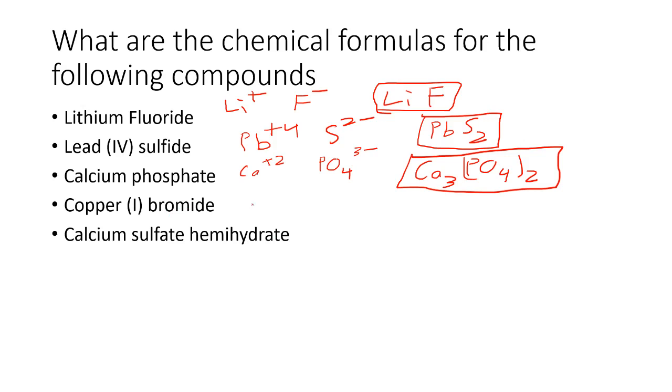Next, we have copper 1 bromide. This will be Cu +1, and then Br is -1. So when we pair those together, we just have to put CuBr. Since the plus and minus are already balanced, we don't have to worry about making any changes.